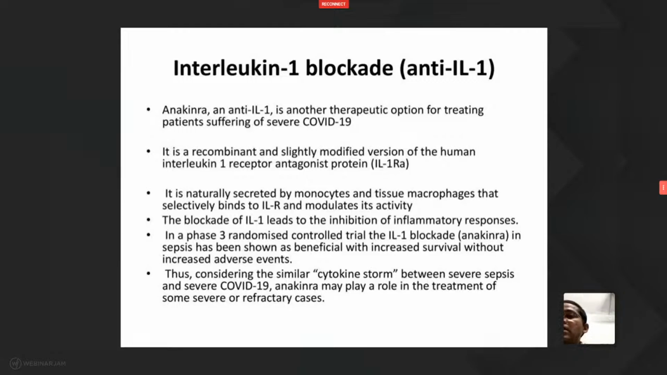The blockade of IL-1 leads to inhibition of the inflammatory response. In the phase 3 randomized trial with IL-1 blockade, that is anakinra, in sepsis, it has shown a beneficial effect with increased survival without increased adverse effects. Thus, considering this experience with the similar cytokine storm between severe sepsis and severe SARS-CoV, anakinra may play a role in the treatment of severe and refractory cases.